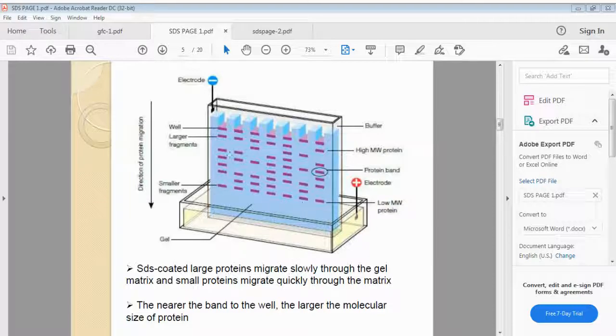The intermediate molecules, the less small ones, will occupy the other regions of the gel. So this is how they get separated.